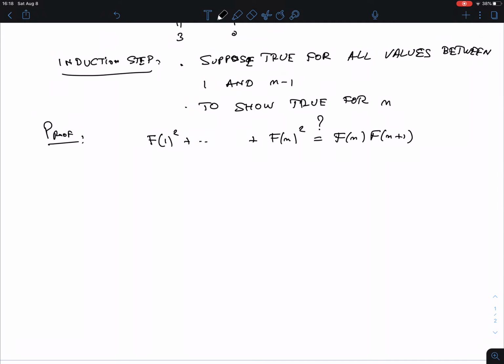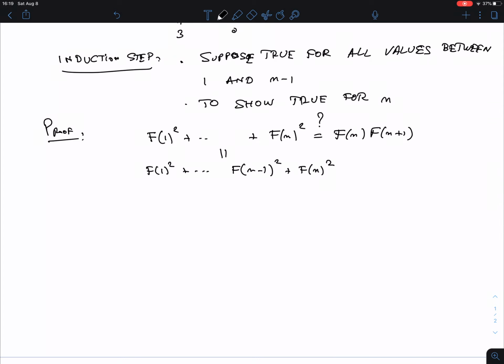Okay, so what do we do? We have f1 squared plus, let's break this down with one more term here. This expression has dots, but that means there's some stuff. I'm breaking it down to a part that I know something about, because I know what the value is. Why do I know? Because this is one of the cases between 1 and n minus 1. So this is the case n minus 1, and I know that it is true. This is the induction hypothesis.